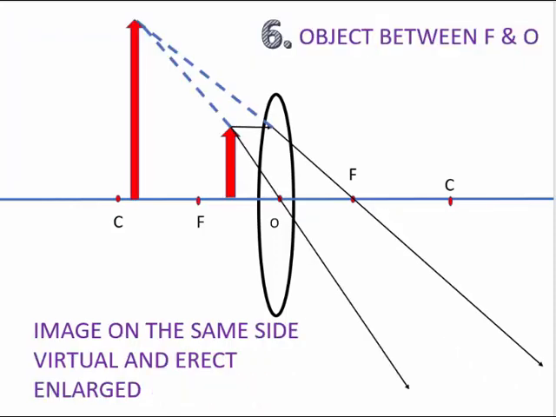Now let's shift our object further close to optical center, that is between the focus and the optical center. As usual, the first ray will have to travel parallel to the principal axis, and after reflection it will pass through the focus. The second light ray will pass through the optical center like this. So these two rays don't seem to be meeting here towards this end where we are standing and observing. So towards us they don't seem to be meeting.